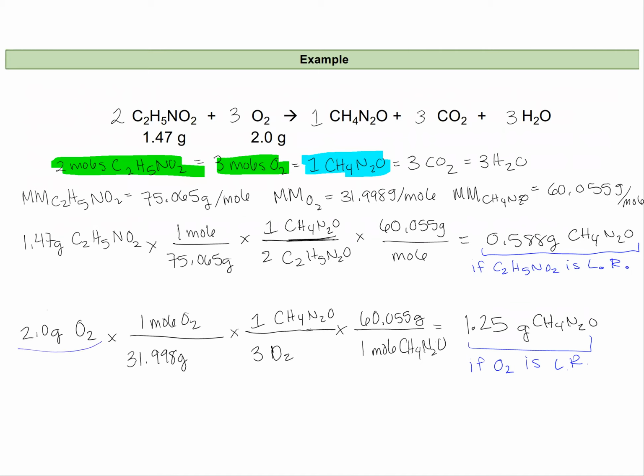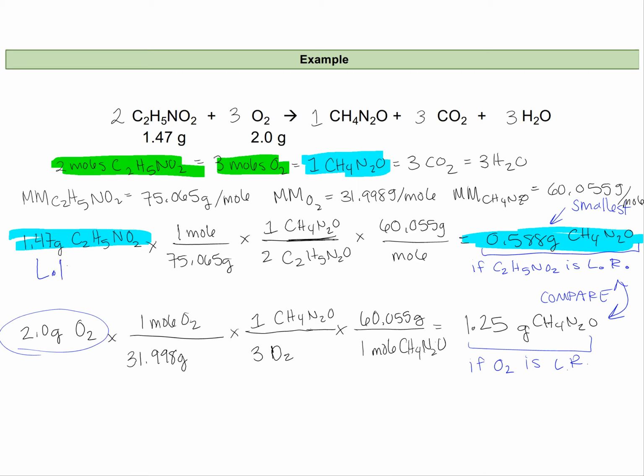Now, this is what will form if oxygen is the limiting reactant. And that's because we started with the amount of oxygen that we had here. So now I compare. And whichever one is the smallest, which is this one right here, this 0.588, that is the amount I actually make. So the amount of urea I produce is this 0.588, which means that my glycine is my limiting reactant. And that means I'll have an excess of oxygen, or I'll have some oxygen left over at the end of this reaction after all of that glycine has reacted.